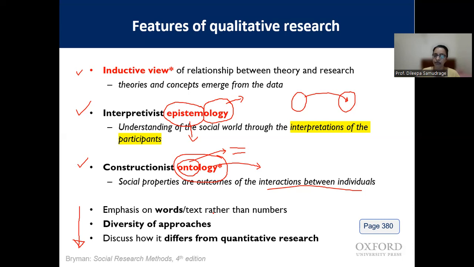So that is the finding, that is the outcome. So that outcome he judged through the interaction between individuals. Clear?